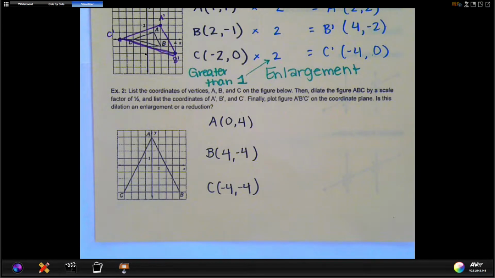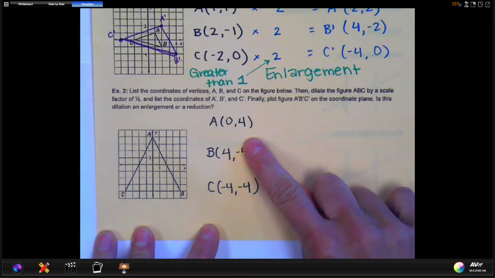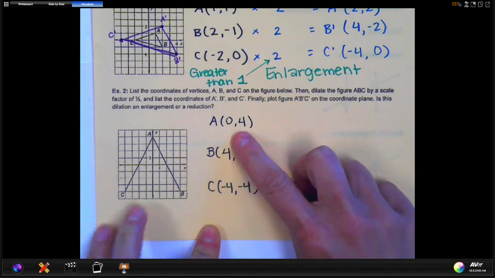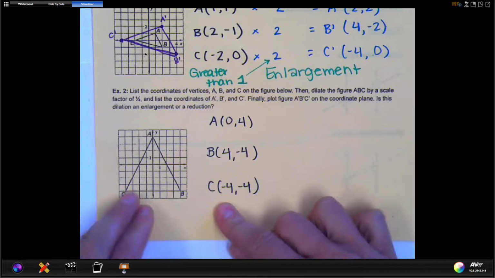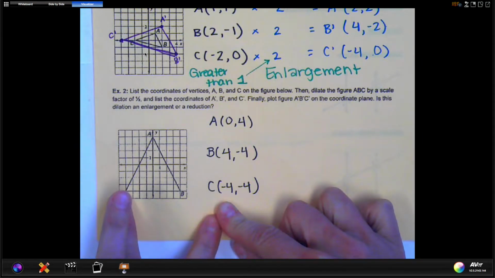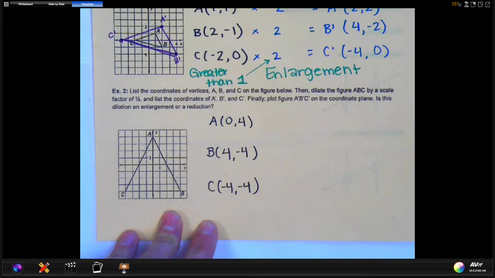And remember, a dilation is when we make a figure either larger or we reduce the size of a figure by a scale factor. So in example 2, it says list the coordinates of vertices A, B, and C on the figure below, which I've already done, so go ahead and copy those. A is at 0, 4, B is at positive 4, negative 4, and C would be at negative 4, negative 4. Then it says to dilate our figure by a scale factor of 1/2.